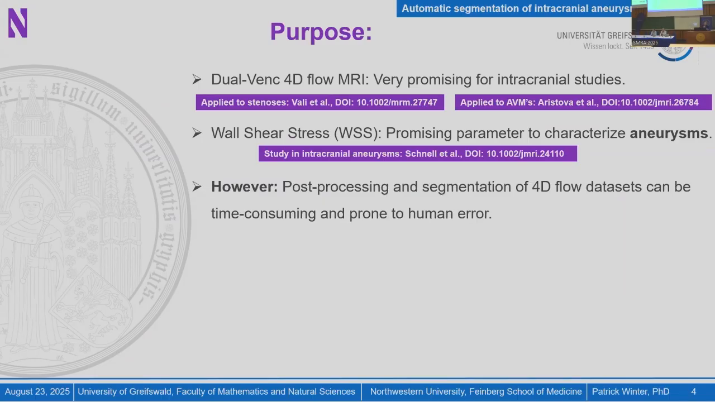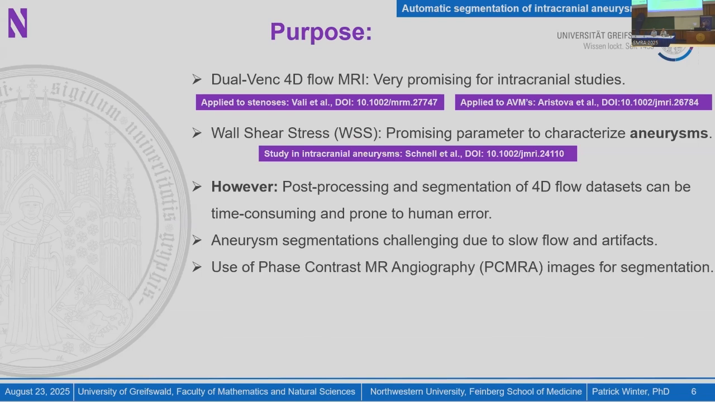However, one problem of wall shear stress measurements is the post-processing and the segmentation of the 4D flow datasets, which can be time-consuming and prone to human error. Especially the segmentation of aneurysms can be challenging due to the presence of slow flow or flow artifacts. In most cases, phase contrast MR angiography images are calculated from 4D flow, sometimes in combination with the magnitude images, and these images are used for manual segmentation of the 4D flow datasets.